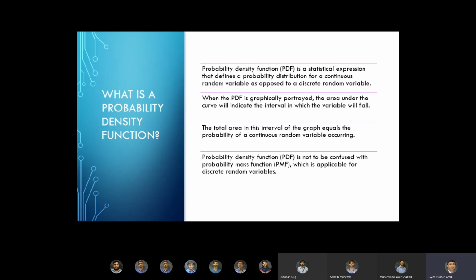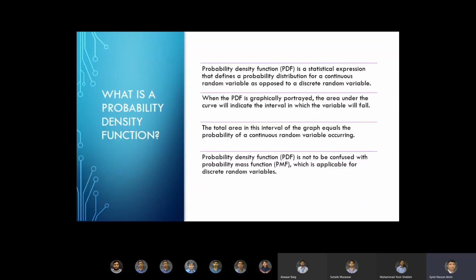When the probability density function is graphically portrayed, the area under the curve will indicate the interval in which the variable will fall. That will give you basically the range. The total area in this interval of the graph equals the probability of the continuous random variable occurring. So the probability density function is measured in an interval, because there is no single point at which you can measure the probability for a continuous random variable.